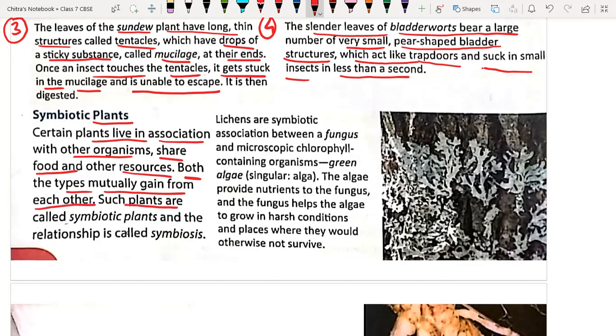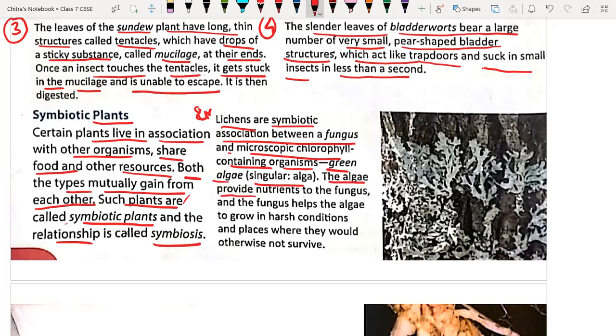Such plants are called symbiotic plants, and the relationship is called symbiosis. Here is an example: lichens are a symbiotic association between a fungus and a microscopic chlorophyll-containing organism, and that's why they appear green like algae. The singular is called alga. See, algae is the plural form and the singular form of algae is alga.